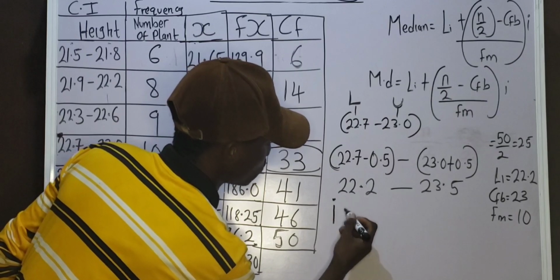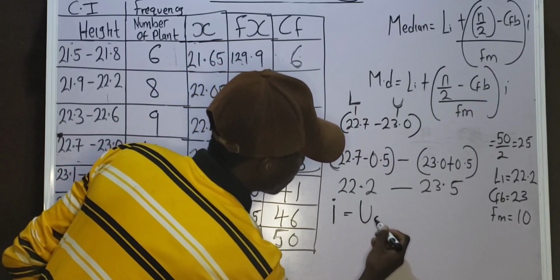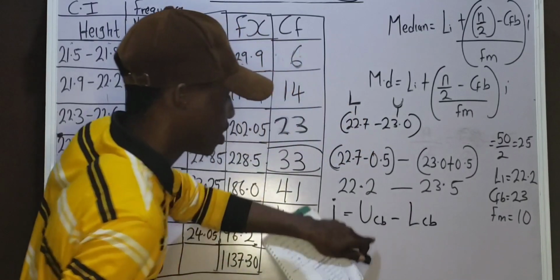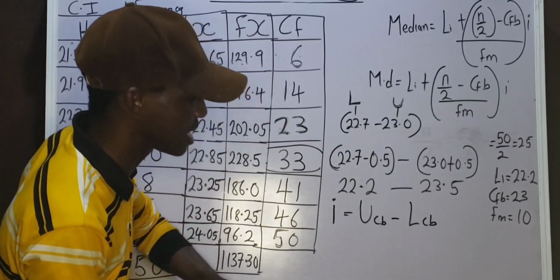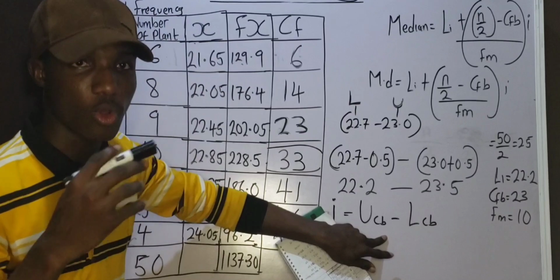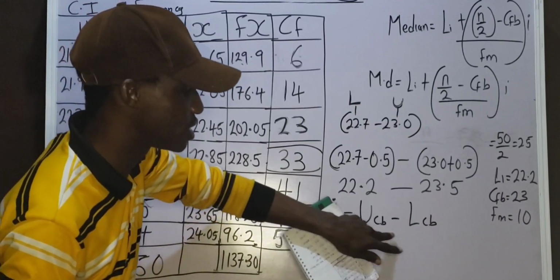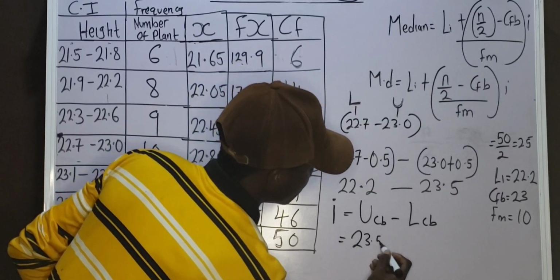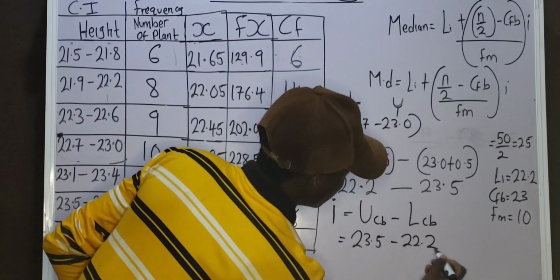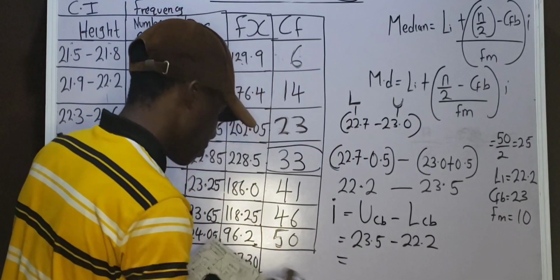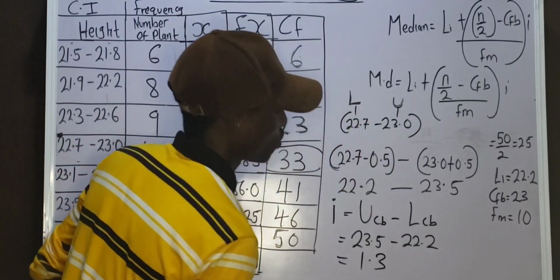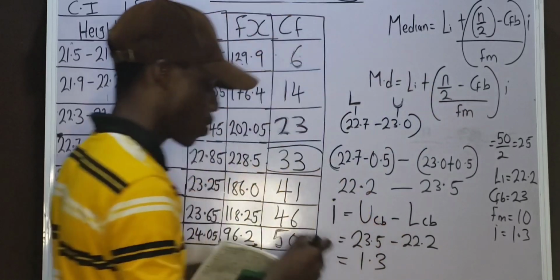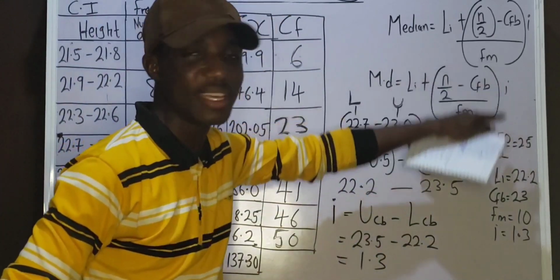Look at this formula. Class width I is equal to upper class boundary minus lower class boundary. You understand? U stands for upper, CB stands for class boundary, okay? Upper class boundary minus lower class boundary. So for this, I'm going to have 23.5 minus 22.2. So subtract, you're going to get 1.3. So the class width is equal to 1.3. You understand? So we have gotten all the parameters that I need in the median formula.